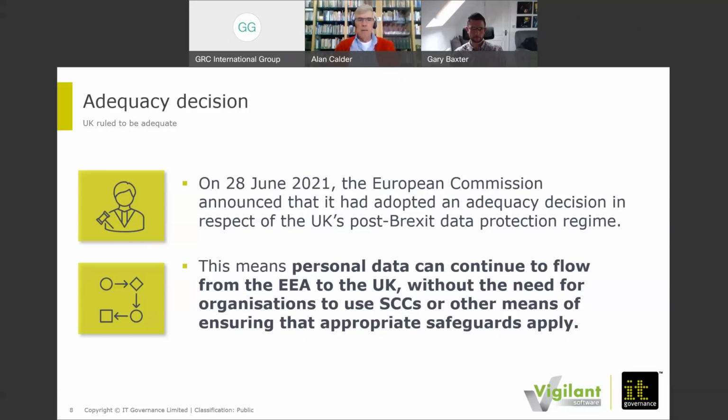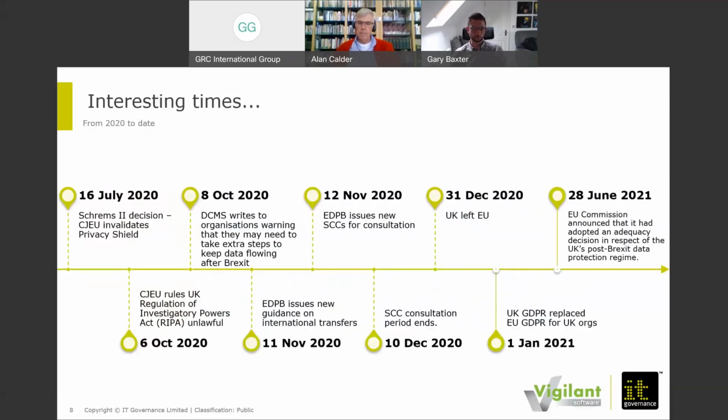But the key point about adequacy is that it means that the European Union, the European Commission, has decided that for the purposes of data flow, data can move between the European Union and the UK without the need for organizations to put in place any other contractual mechanisms or safeguards that might be necessary to deal with the flow of data from the EU to what's called a third country.